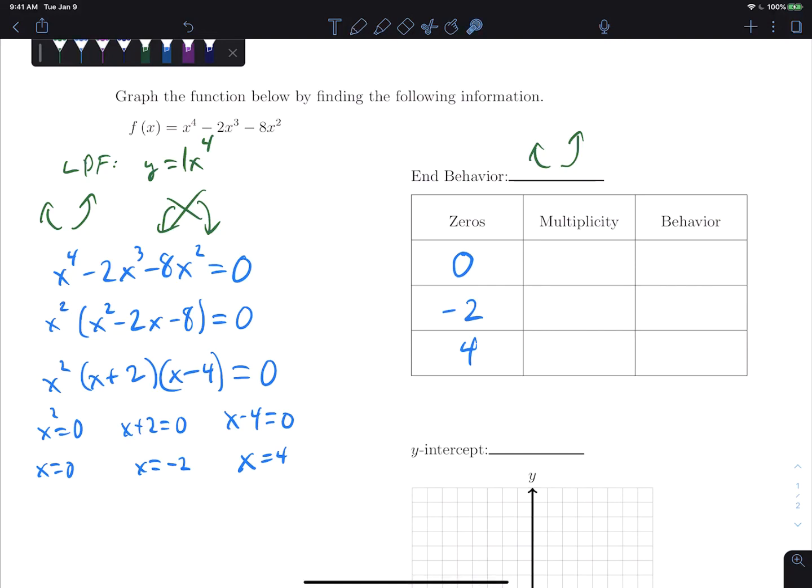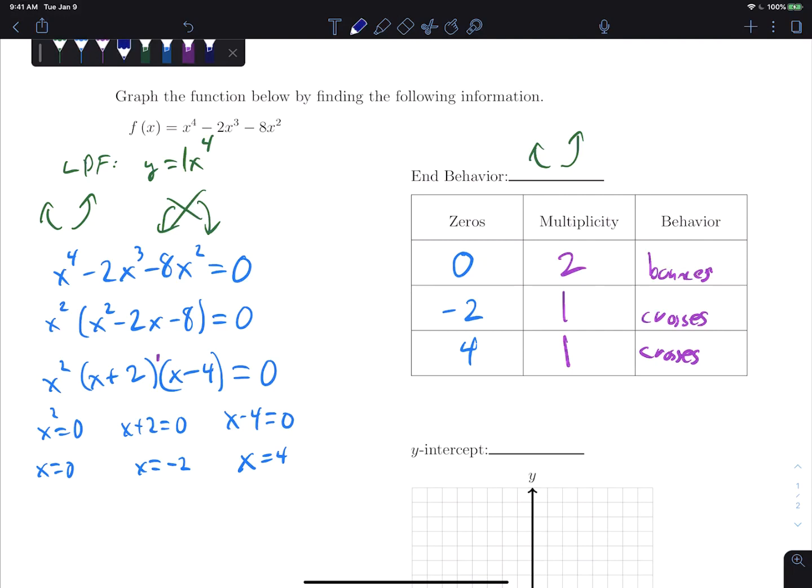As for the multiplicity, look at the exponents here. x squared, well, that exponent is 2, so the multiplicity for 0 is 2. For the x plus 2, it has a multiplicity understood of 1, so the negative 2 has a multiplicity of 1. And for the 4, it has a multiplicity of 1 as well. So for the 0, the multiplicity of 2 means that it bounces off the x-axis. And for the multiplicities of 1, because they're odd, they cross. So it crosses at both negative 2 and 4.